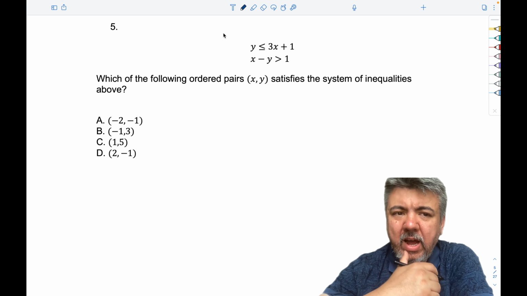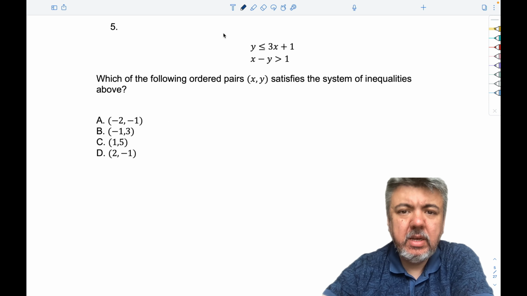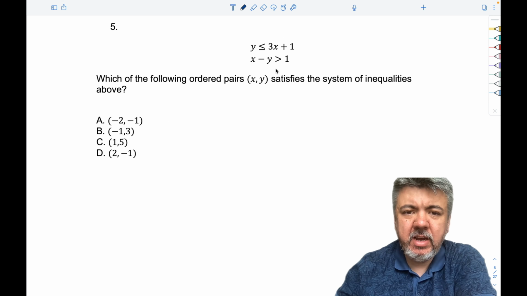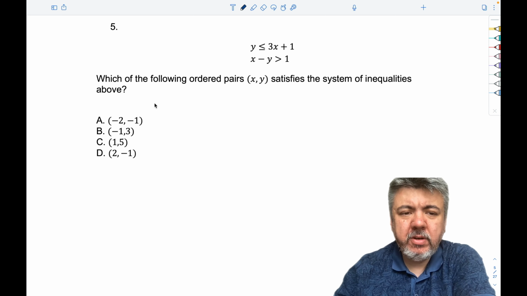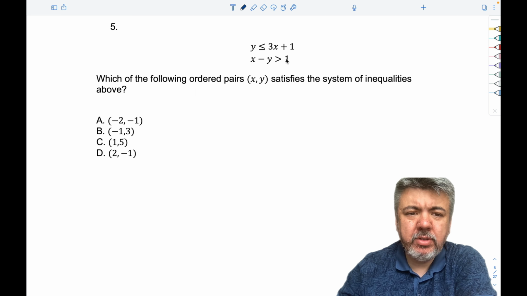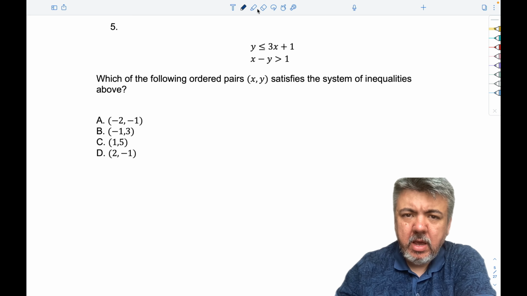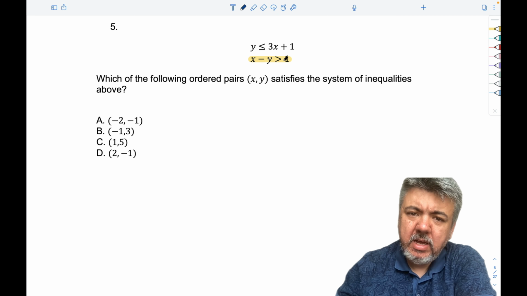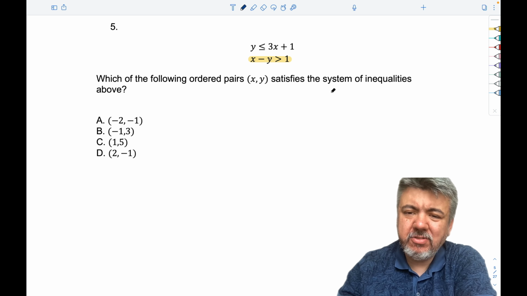In question 5, we are given two linear inequalities, and we are supposed to find a pair of numbers that will satisfy both inequalities. I will do a little bit of a trick here. It's not always the case, but in this example, if x minus y is positive, that means x is greater than y.